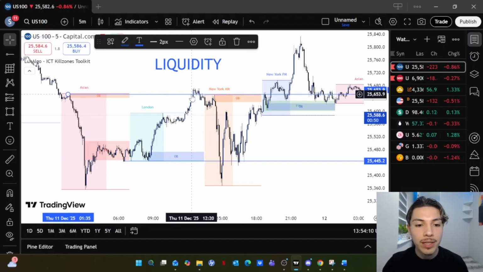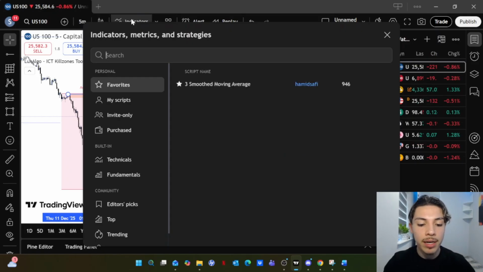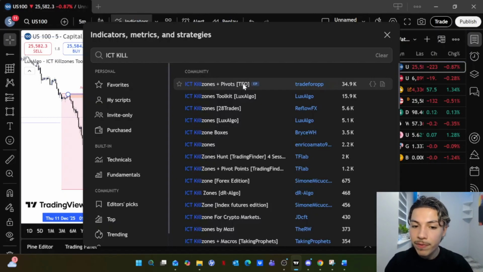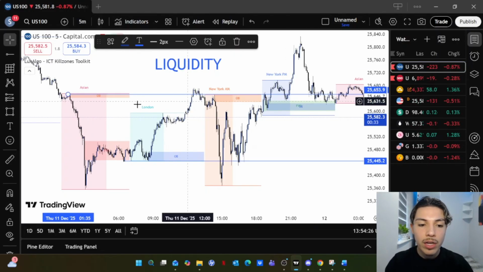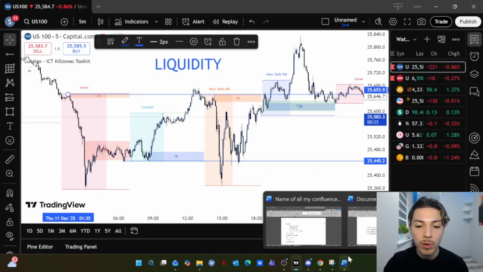Now, the way that you want to get this indicator is you are going to click on this button right here, and you are simply going to type in ICT kill zones. It's not going to be the first one. It should be the second one by Lux Algo. When you click on that, you should see this indicator right here. And just like that, you can now see all of the session highs and lows. But yeah, let's move over onto the next form of liquidity.